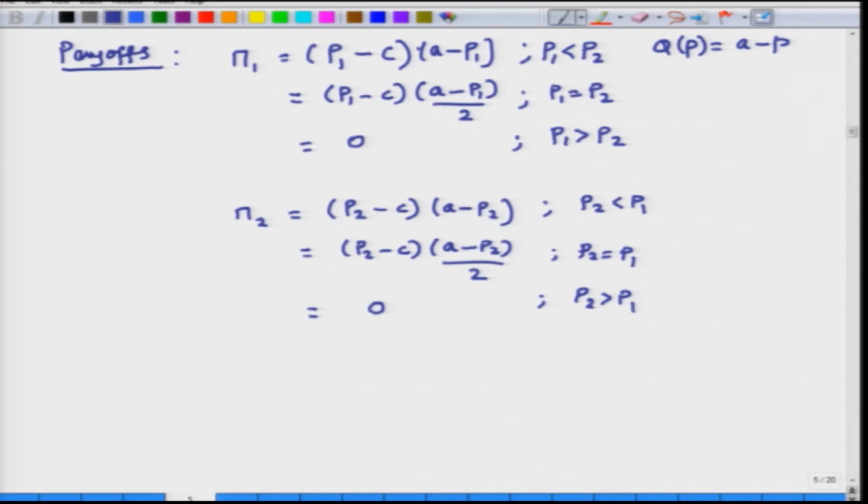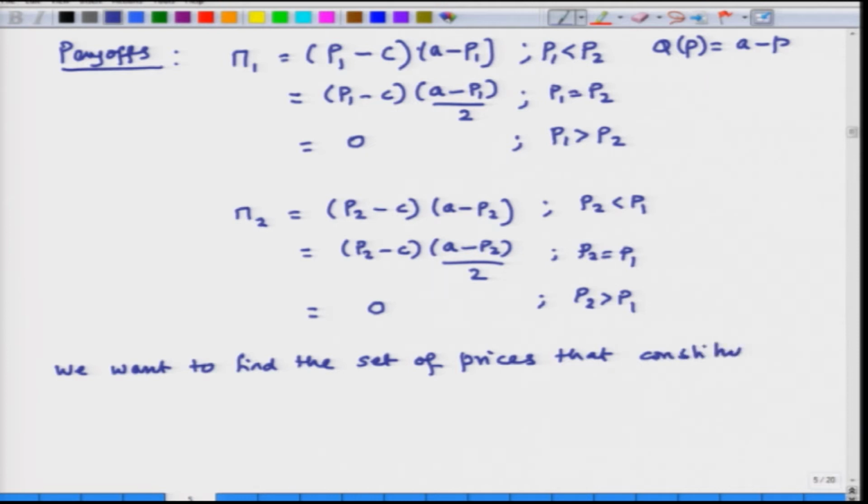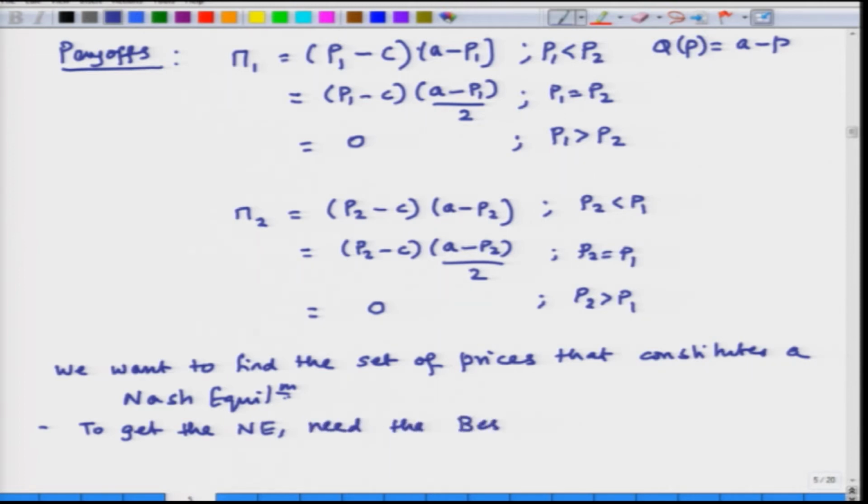Now, what are we interested in? We want to find the set of prices that constitutes a Nash equilibrium. Notice Nash equilibrium is a pair of mutually best responses. So, to get the Nash equilibrium, we need the best responses.